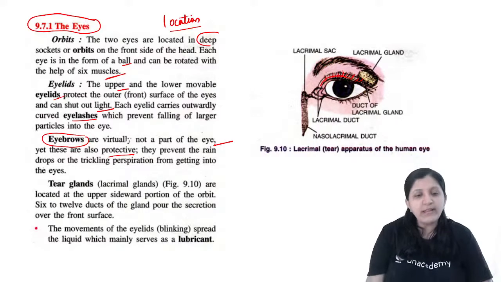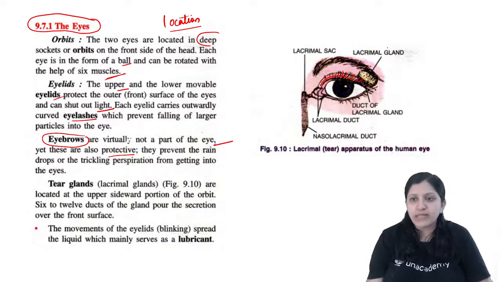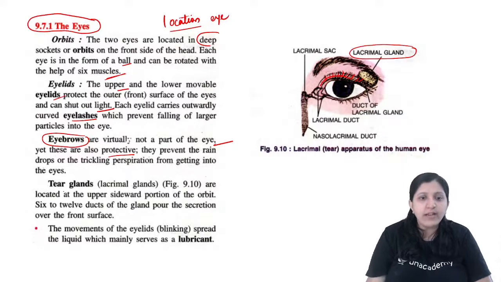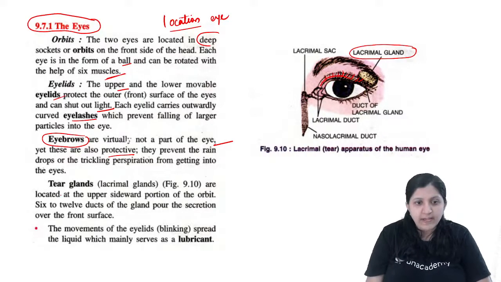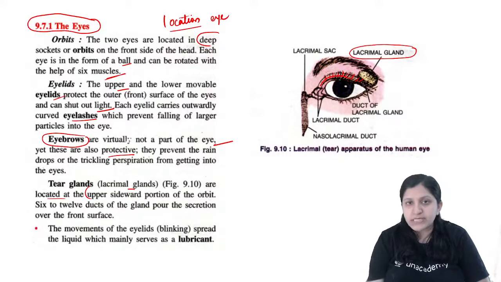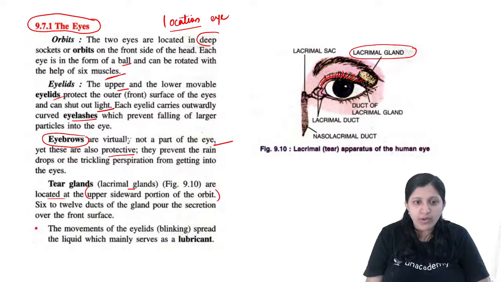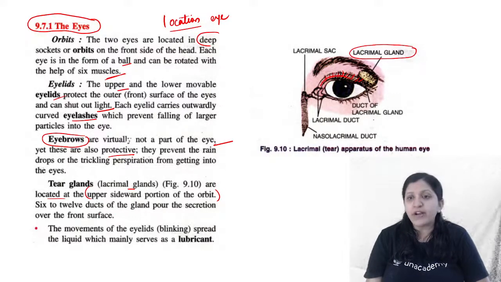Other than that, the lacrimal gland, you can see here where it is situated. Again, the location you need to know, with respect to the eye. The lacrimal gland is located at the upper sideward portion of the orbit. There are about 6 to 12 ducts of the gland that pour the secretion over the front surface.